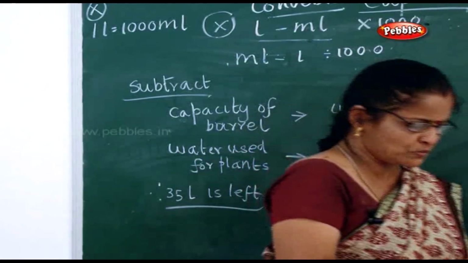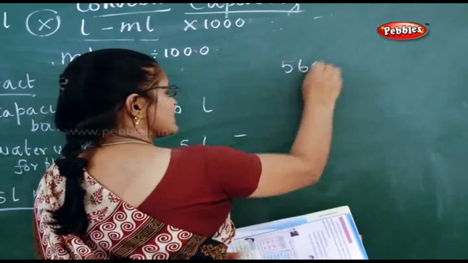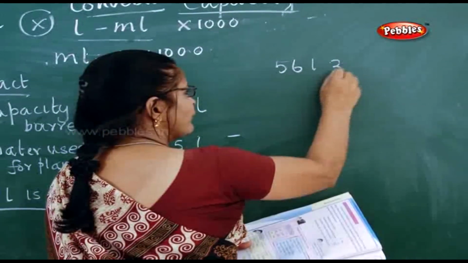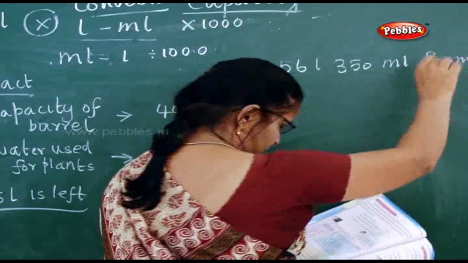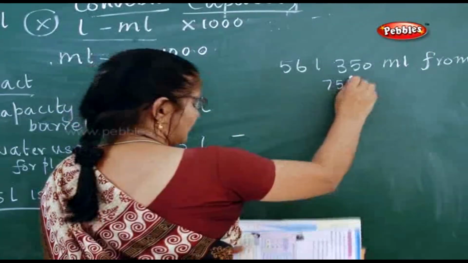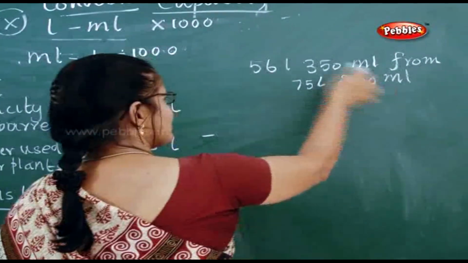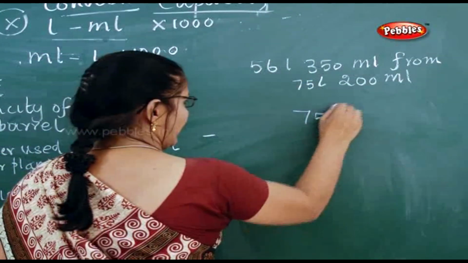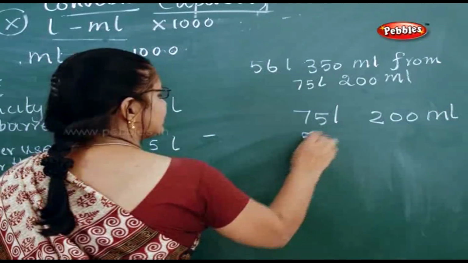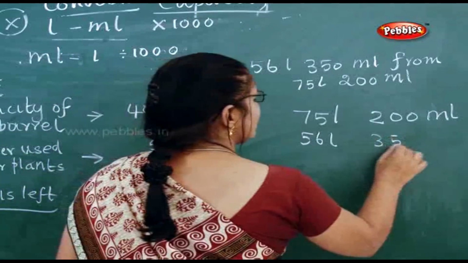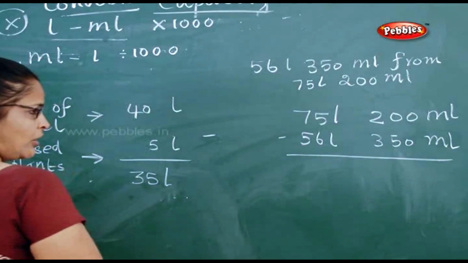Now with that, there's one small sum given in your book. 56 L 350 ml, you have to subtract from 75 L 200 ml. Now how will you write? You have to subtract from this to this. So you will write 75 L 200 ml, and with that, what you have to minus? 56 L and 350 ml. Don't convert all that, you can use the normal method.